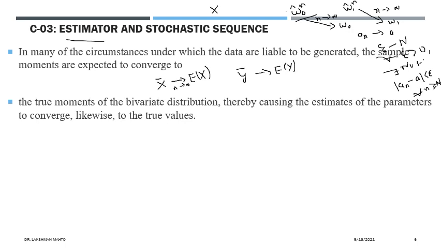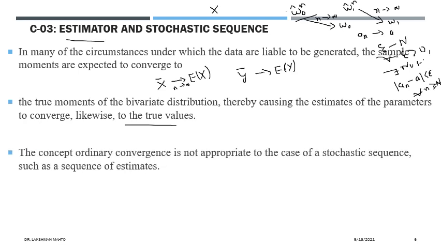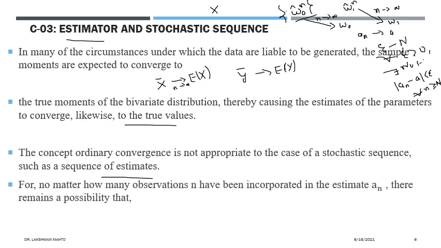So this convergence is not the ordinary convergence that we had already seen in math 1. It is something more than that, thereby causing the estimator of the parameter to converge to the true values or true parameter. The concept of ordinary convergence is not appropriate to the case of a stochastic sequence. Why? Because these involve estimators, which are stochastic in nature, since randomness is there. Hence this is a probabilistic or stochastic sequence, a sequence of estimates. So we need to define convergence of a stochastic sequence. How?